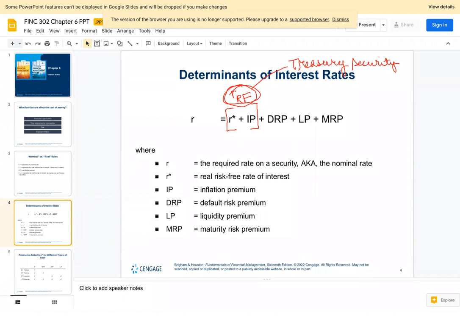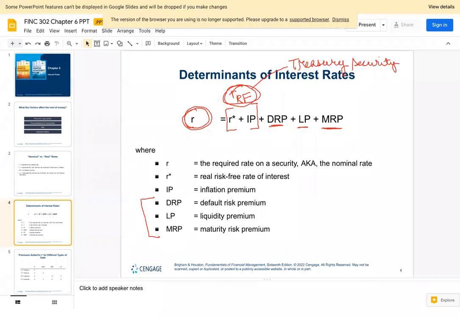So the nominal rate that we observe on any security is going to be equal to the rate on a treasury security plus these other premiums. The default risk premium. That's how likely will an issuer honor his obligation. The more likely an issuer is to default, then the higher this premium will be.